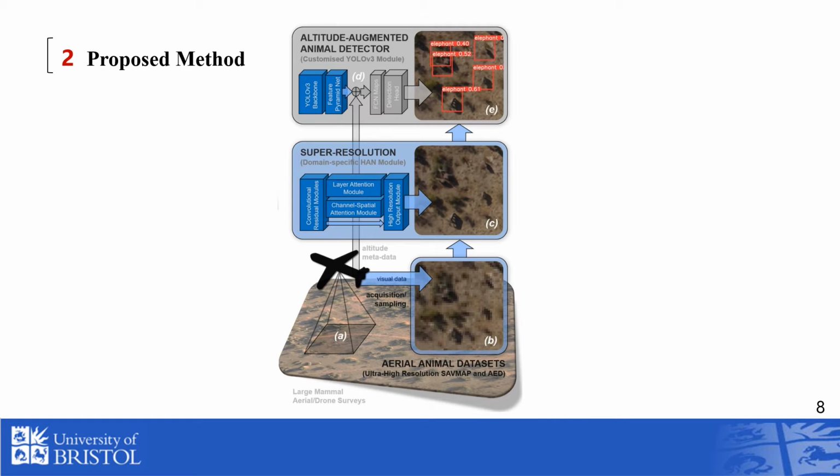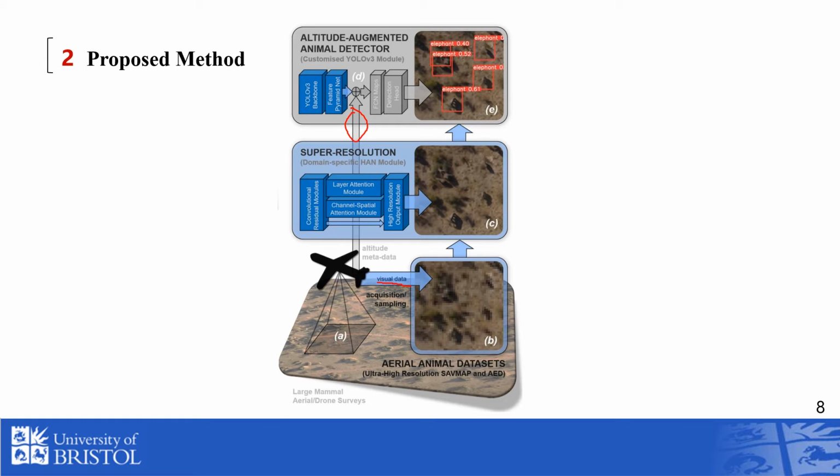Here is an overview of our proposed method. Our approach integrates super resolution and altitude data directly into deep animal detection pipelines. Firstly, in part A, we capture both the RGB images here in the blue pipeline and also the associated altitude data in the green pipeline. And then in part B, we experiment with the resulting original and downsampled visuals.